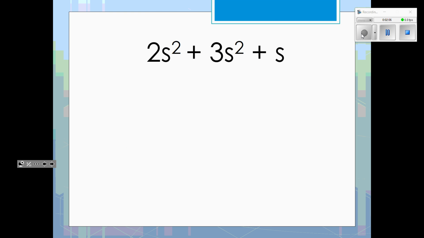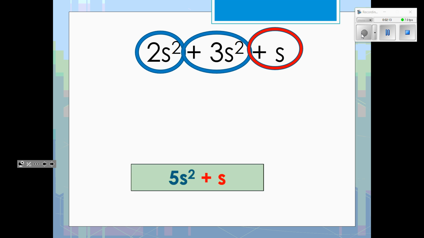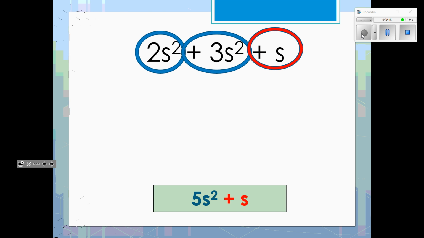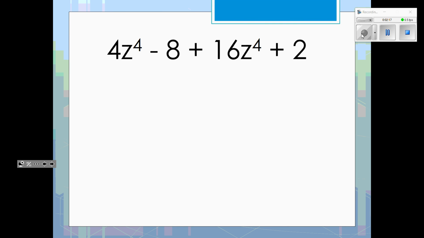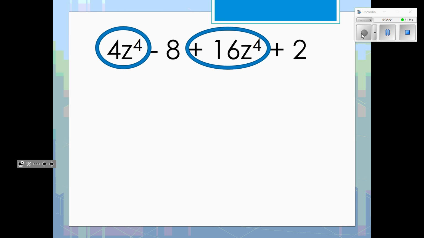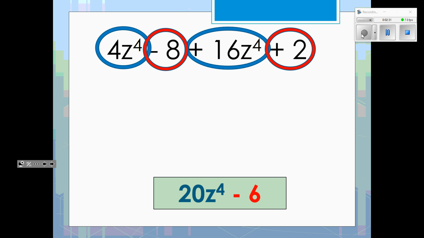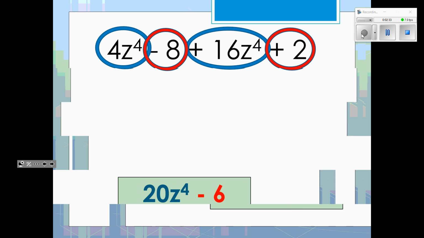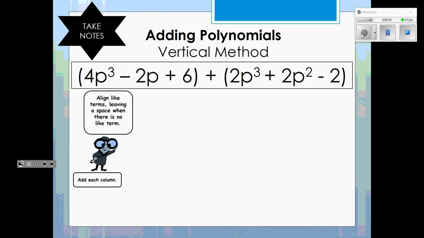Again, if you look for the like terms, we have 2 terms that are s squared, so we can combine those together, and that would be 5s squared plus s. We have 2 terms that are z to the 4th, so we can combine them together. Those are called like terms. We have 2 constants, terms without variables, and when we combine those 2 pairs, we get 20z to the 4th minus 6.